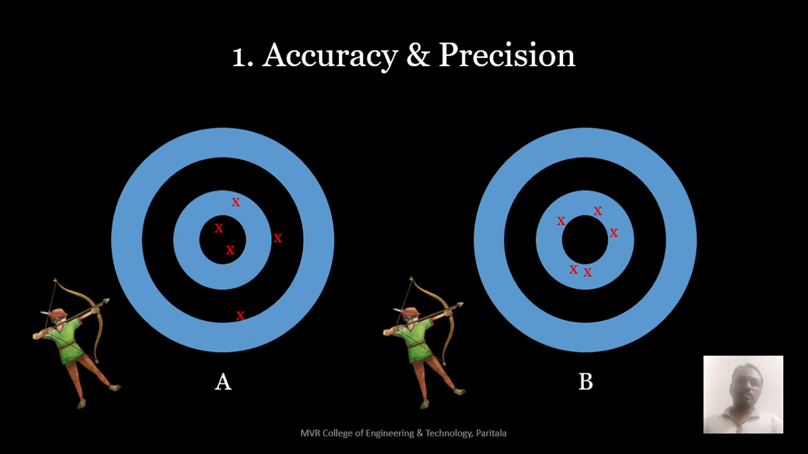Good morning, dear students. In yesterday's class, we discussed accuracy and precision with two examples. So now we have to discuss the remaining static characteristics.